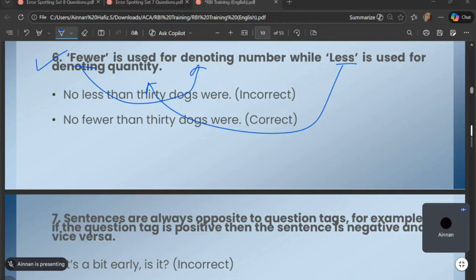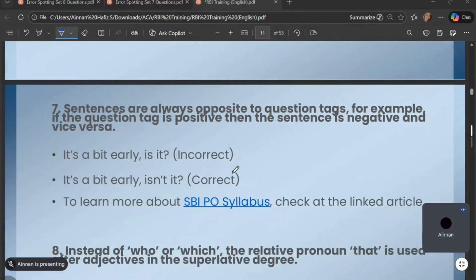Okay, so going on to the next one, something called question tags. Question tags are those tiny questions that you add at the end of a sentence. If your sentence is positive, your question tag should be negative and vice versa. Did you all get the concept of question tags?